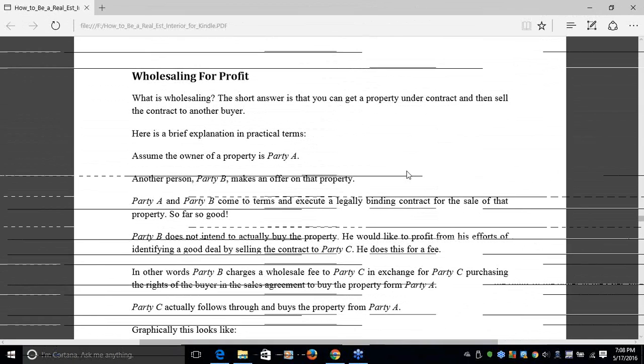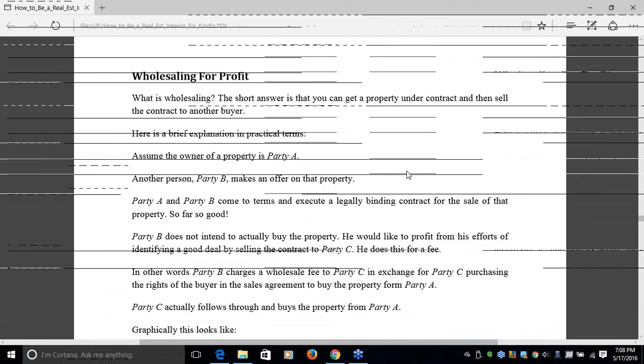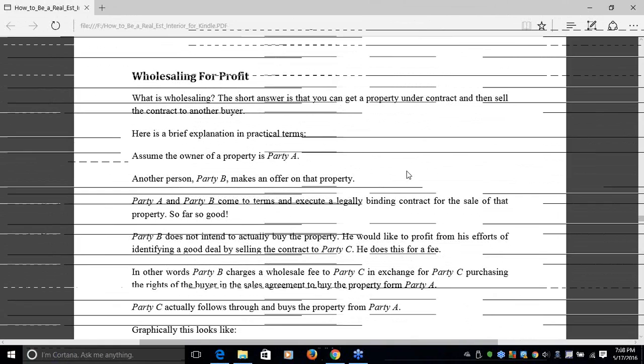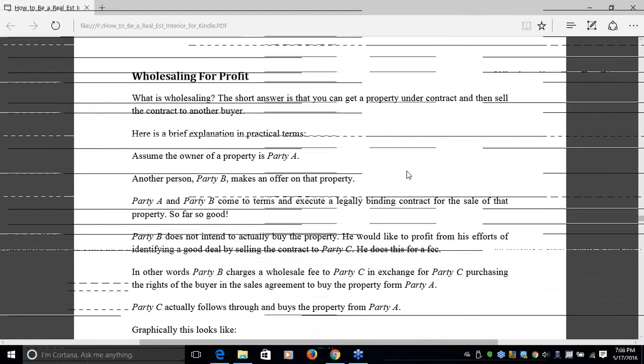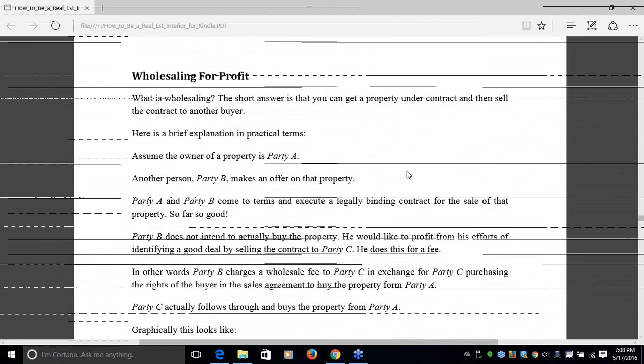Okay, and the second one, which was last week, was on rentals. You're going to hold a class for people who want to buy rentals, and you're going to give them basic instruction on how to determine what is a good rental and how they do the analysis on that. Okay, that was last week's class. This week's class is on wholesaling.